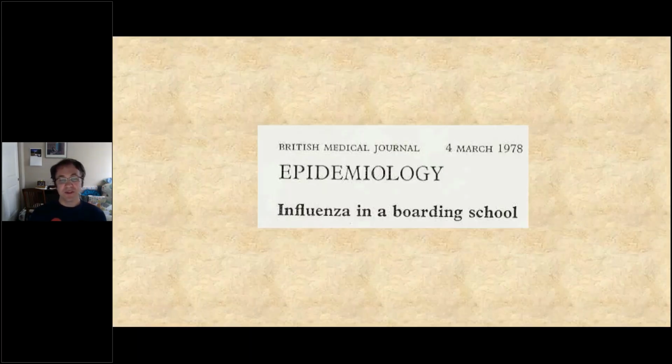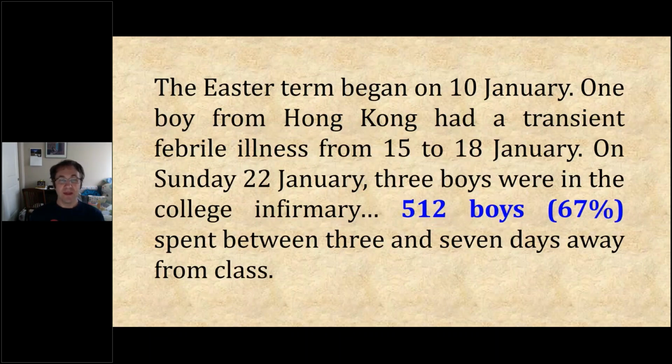Well, we can go to, for instance, this article, which was in the British Medical Journal in 1978, and it's a description of influenza in a boarding school in the UK. They write, the Easter term began on the 10th of January. One boy from Hong Kong had a transient febrile illness from the 15th to the 18th of January. On Sunday, the 22nd of January, 3 boys were in the infirmary. And then overall, 512 boys, which was 67% of the school, spent between 3 and 7 days away from class. So you can see that this virus really just swept through this school, almost completely infecting boys.